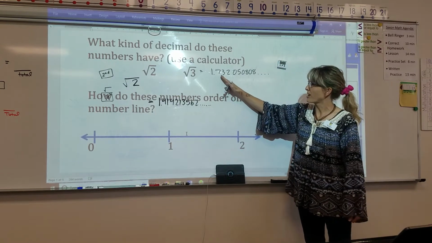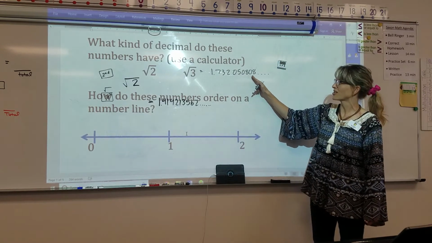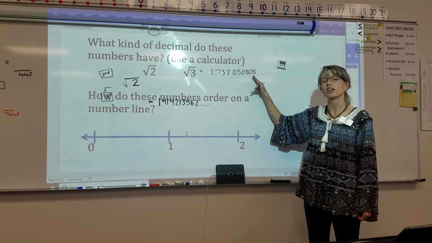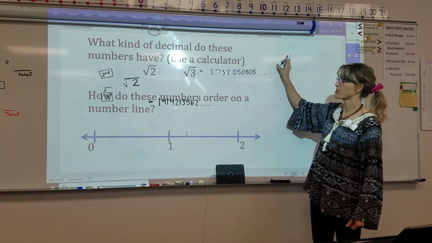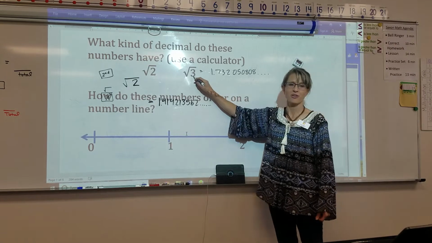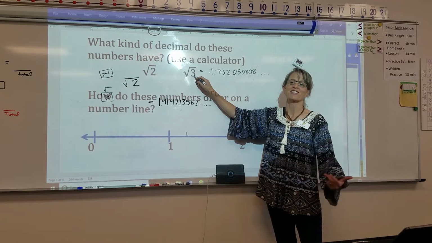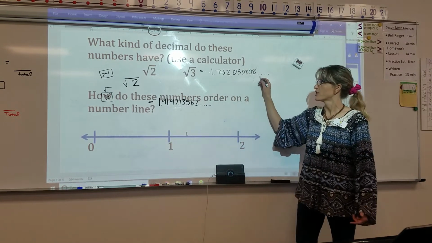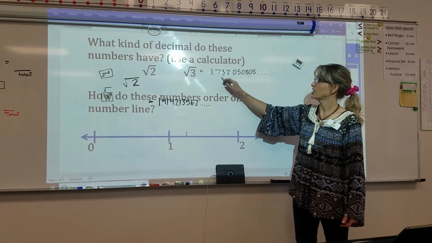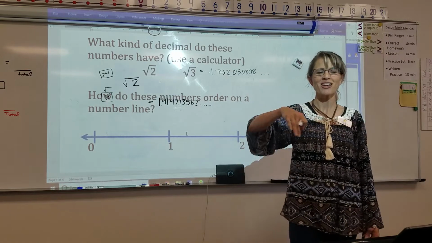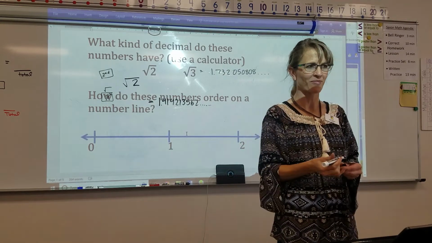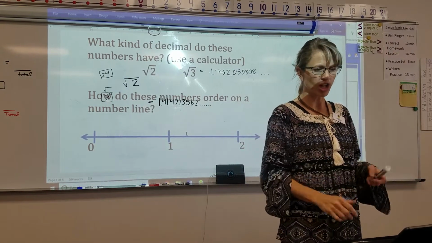Now, there's no pattern here, but then about there, it looks like a pattern. I'm going to say it's not. It's just randomly happened to be that, but it's going to still be different numbers. How do I know? Because I know that 3 is not a perfect square. It has to be irrational. Right? So it's non-terminating, non-repeating. This is irrational. What do we call it if it's non-terminating, non-repeating? Get ready. Irrational, non-terminating, non-repeating.